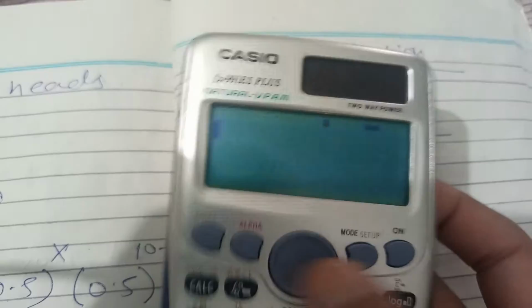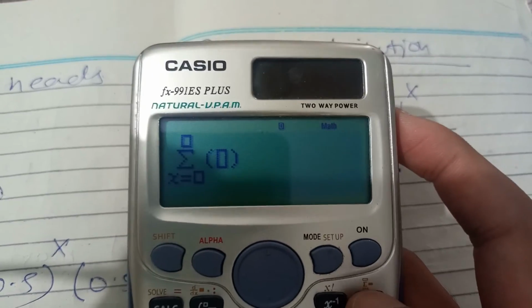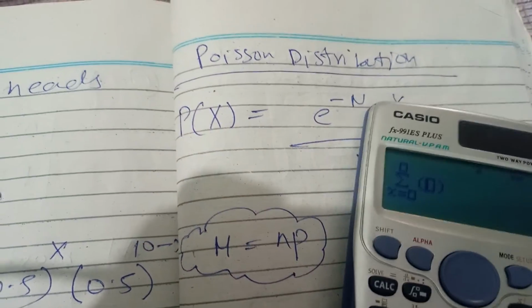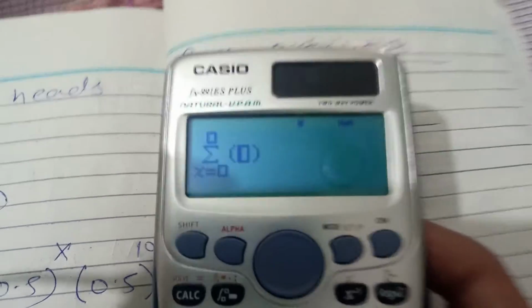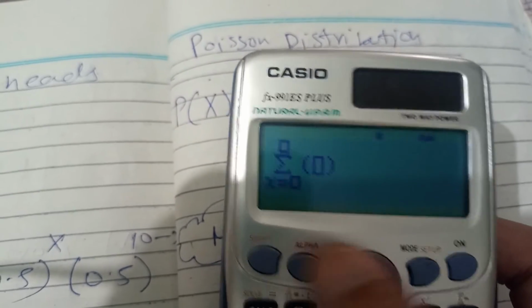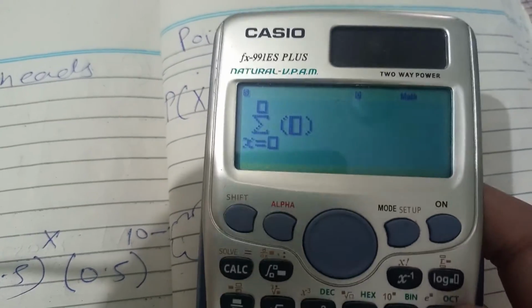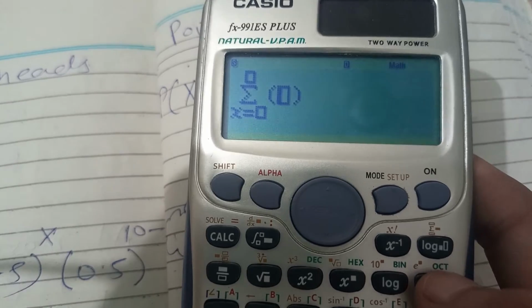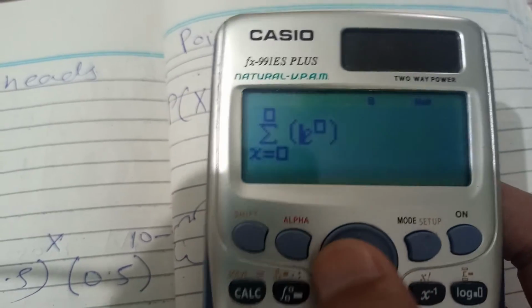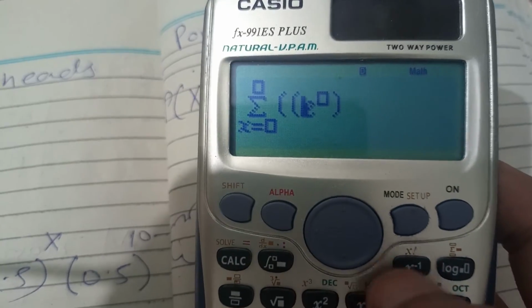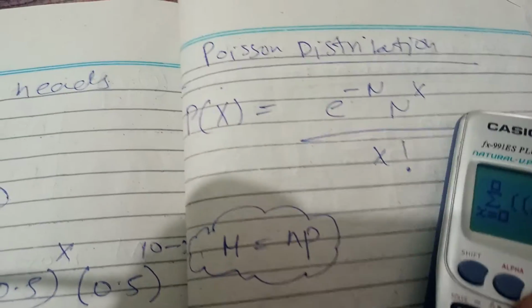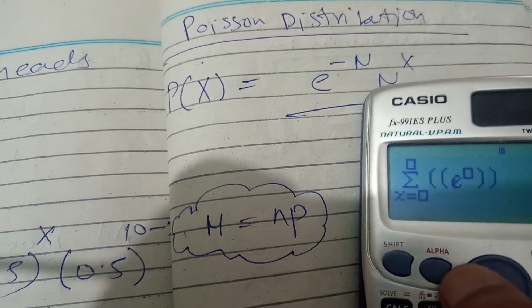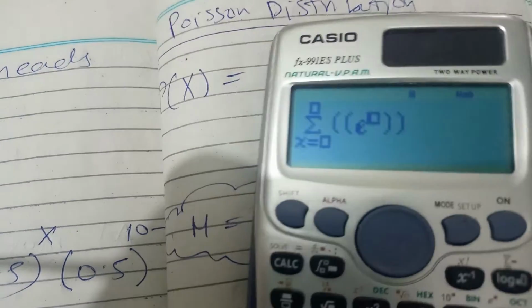Take out your calculator and go to the limit function. Now this is the limit function. You just need to know the formula. The formula says e raised to the power minus mu. So I'm going to take e, which is obtained by pressing shift and log. You need to press one more bracket. You need to have e raised to the power minus of something, so you just put the minus here, nothing more.